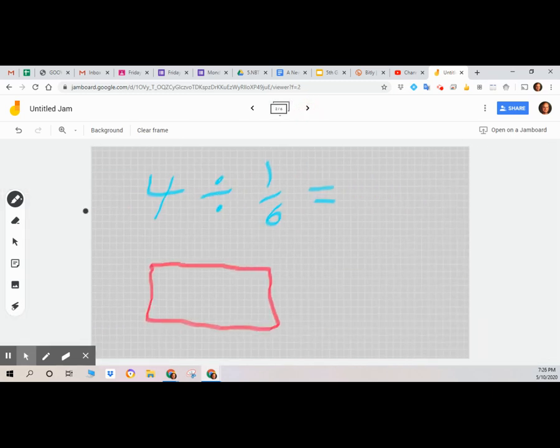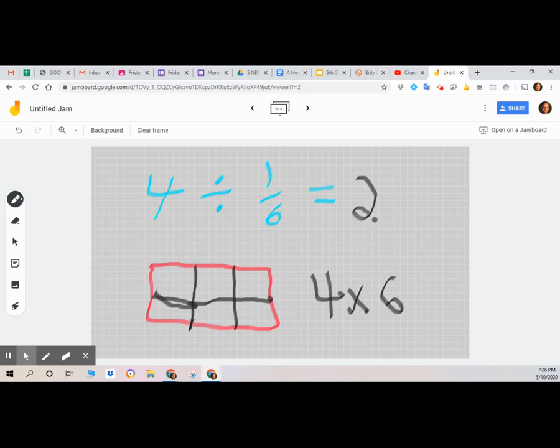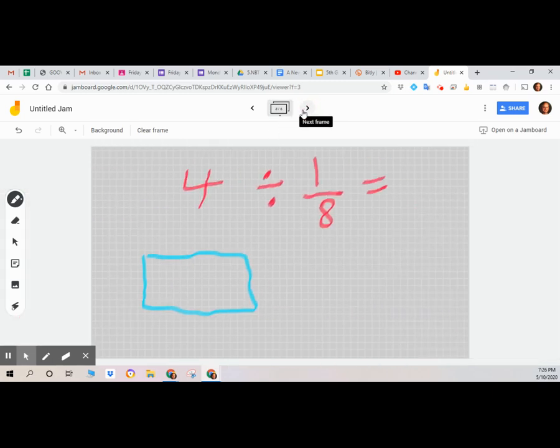Moving on to the next one, 4 broken up into 1/6 size pieces. So I'm going to divide it into thirds, and then I'll cut that in half. Oops, messed up a little bit. Cut that in half, and I'll end up with 1, 2, 3, 4, 5, 6 pieces. So 4 groups of the 6 pieces is going to end up being 24 pieces. So 4 divided by 1/6 is 24, or 24 times 1/6 is going to be 4, if you look the other way.